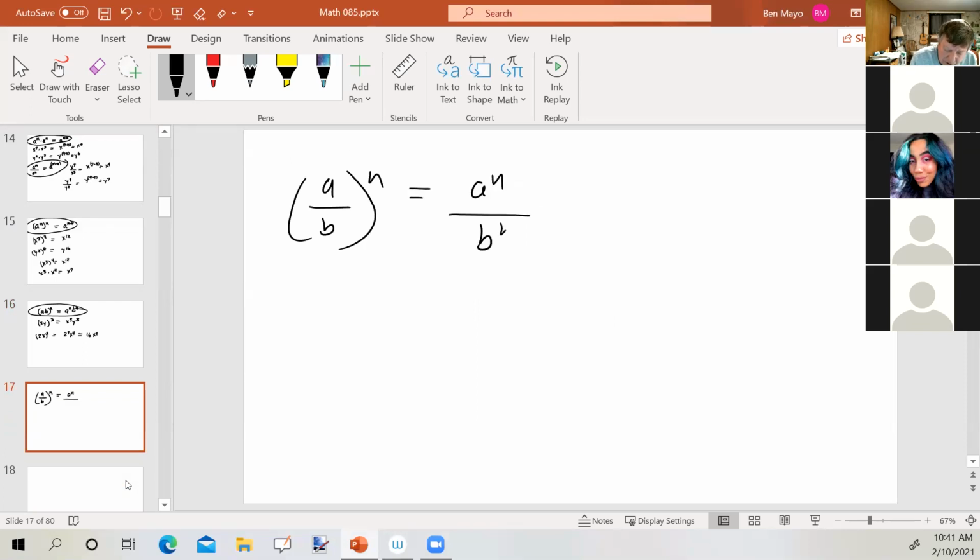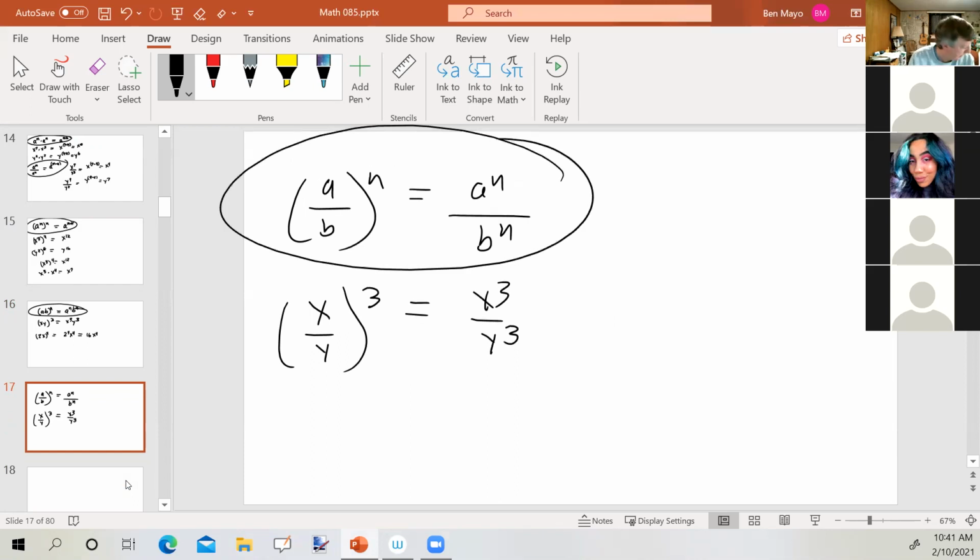All right, let's say we've got a quotient raised to a power. Again, we attach the outside exponent to the base in the numerator and the base in the denominator. So let's say I've got x over y, the quantity cubed, that's x cubed over y cubed. Okay.